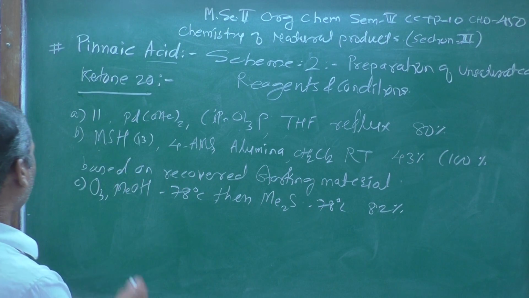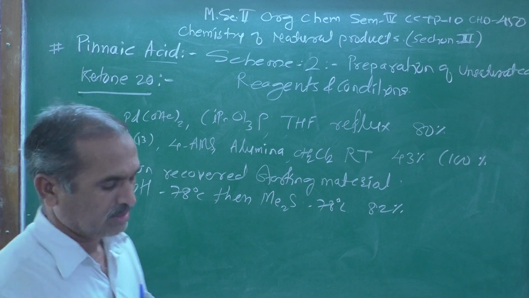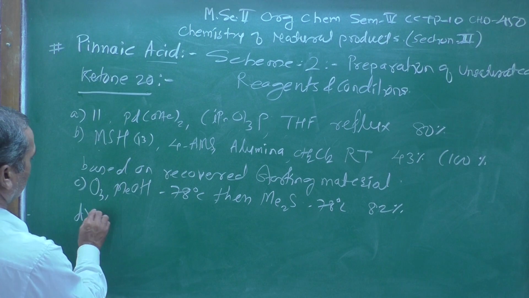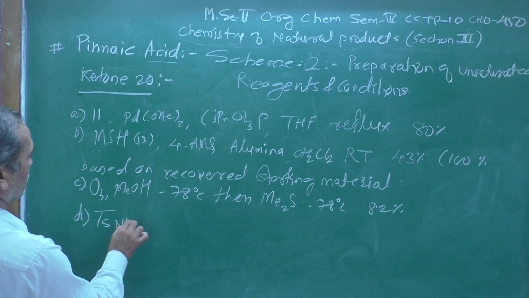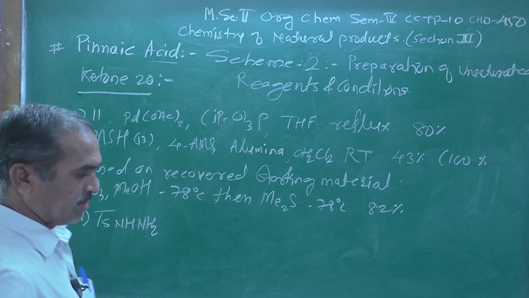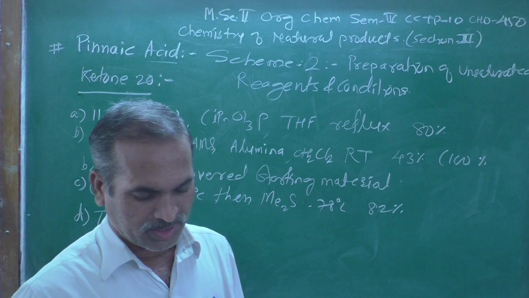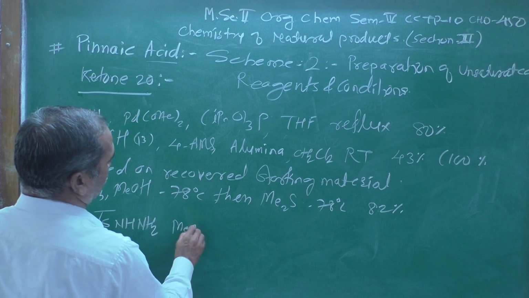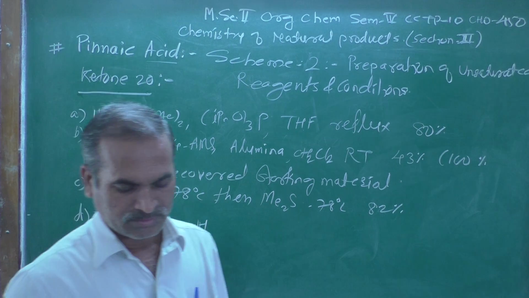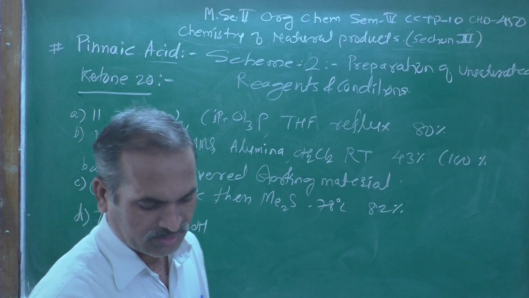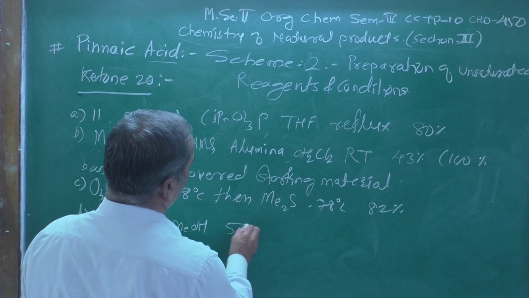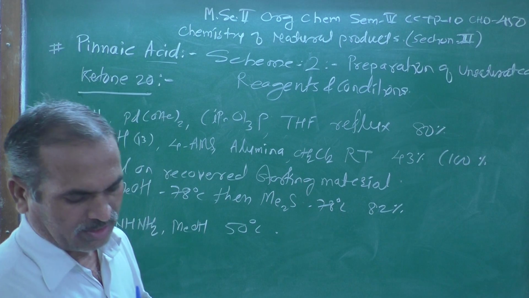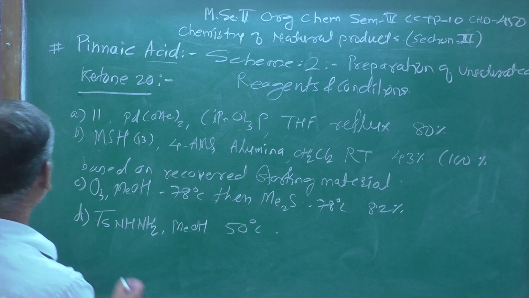Then the next reagent will be D. For D they have used TsNHNH2, tosyl hydrazine, a bulky hydrazine, in methanol used as the solvent. The temperature was kept around 50 degrees centigrade, and they got the hydrazone derivative.